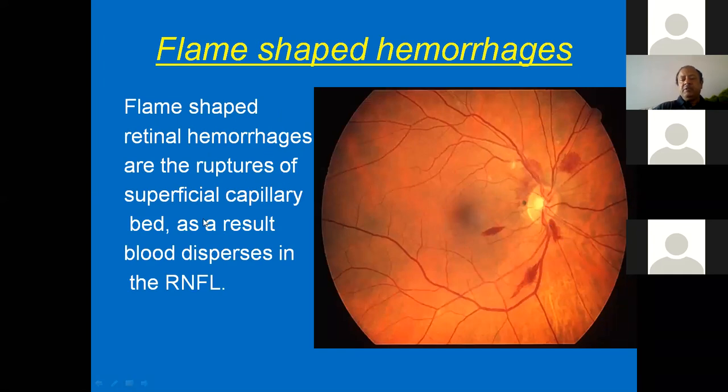These are the ruptures of the superficial capillary bed. As a result, blood disperses in the retinal nerve fiber layer. Because of the arrangement of nerve fiber layers, these hemorrhages become flame-shaped. So these hemorrhages are situated in the retinal nerve fiber layer.